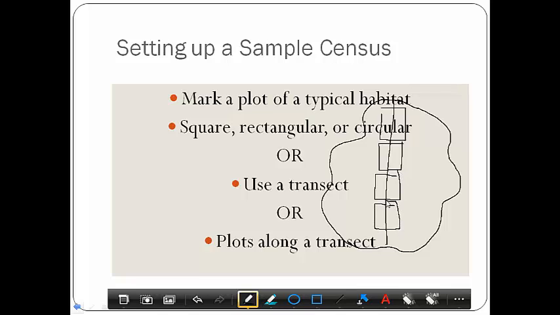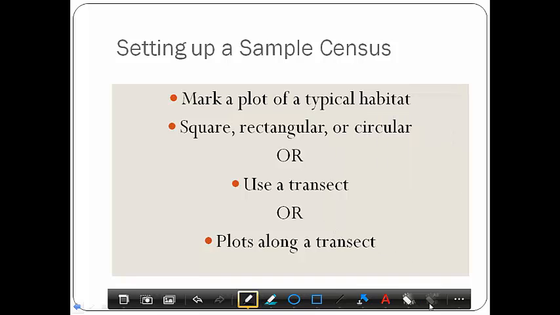Okay, so there are lots of different ways to do this, and usually scientists choose the method that's best for the organism that they're looking at and also for the habitat that they're investigating. So they have lots of different choices, from different shapes to a transect to plots along a transect, and they choose which one best fits what they want for the data.